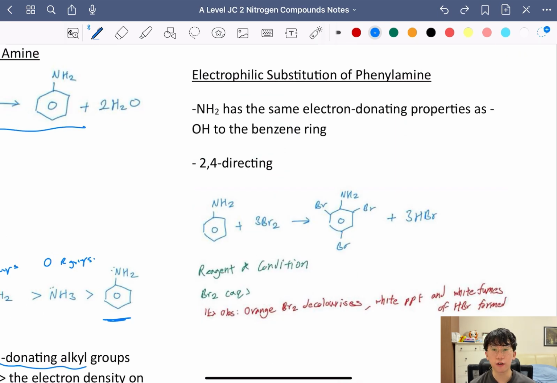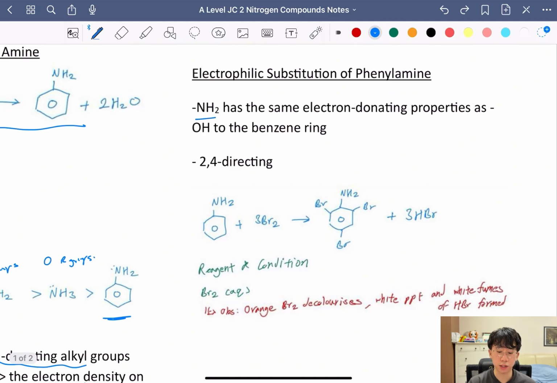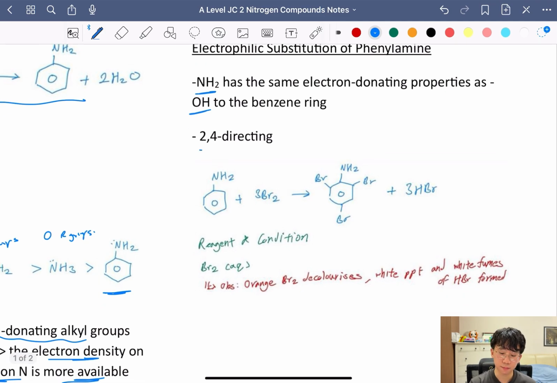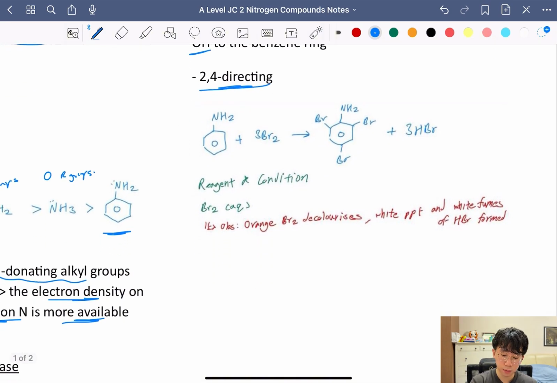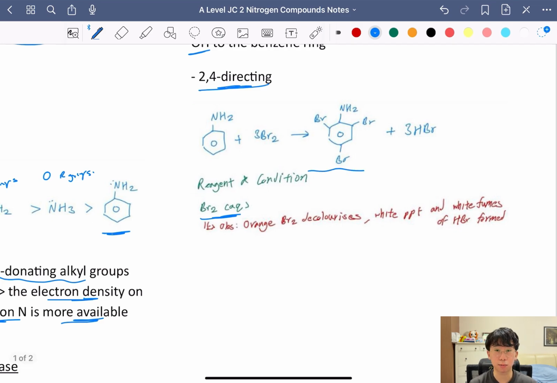Now you can also have electrophilic substitution of your phenylamines. Just take note that your NH2 also has similar electron donating properties as an OH group to a benzene ring, like your phenols, and it's also 2,4,6-directing. So some of the reactions that can occur are like your bromination. You can use Br2 aqueous, and you can get this multi-substituted product.